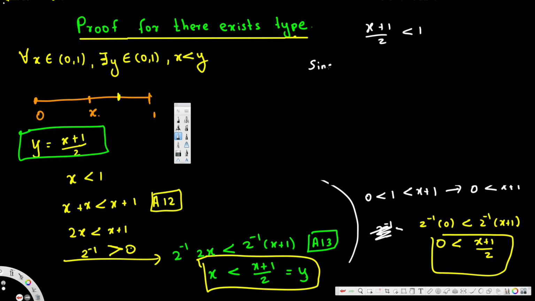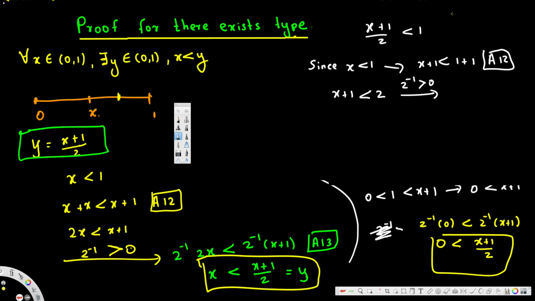We know that since x is less than 1, if you add 1 to both sides, x plus 1 is less than 1 plus 1 by axiom number 12. If x is less than 1 and you add 1 to both sides, it should be the same, right? So from this we know that x plus 1 is less than 2, and again we are going to use axiom number 13. 2 inverse is greater than 0, so we multiply x plus 1 less than 2 like this.